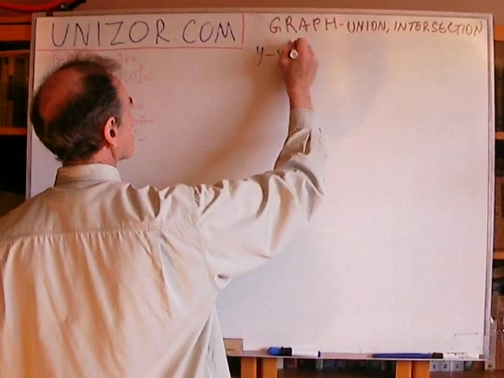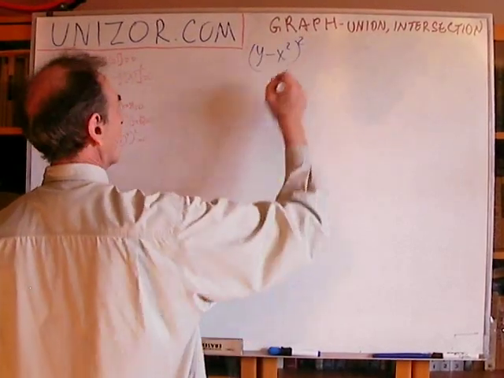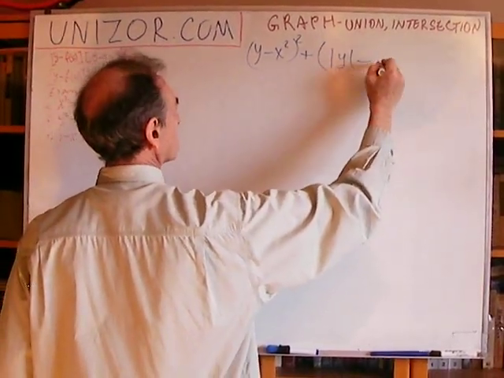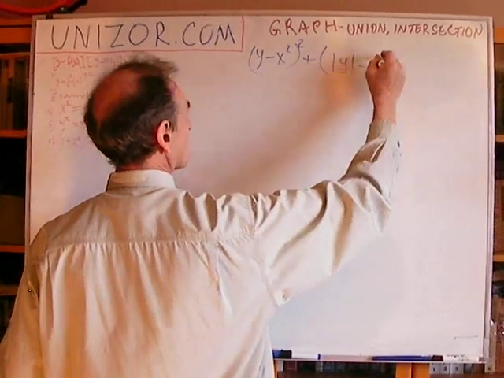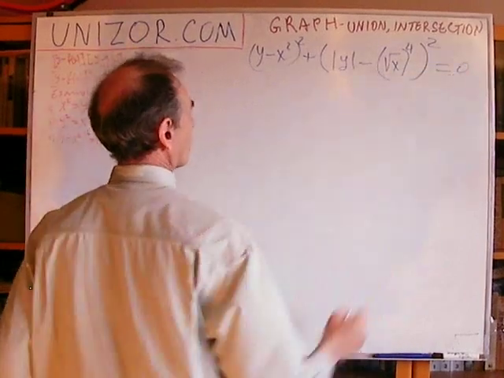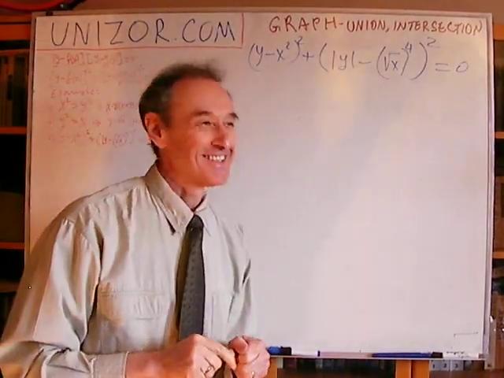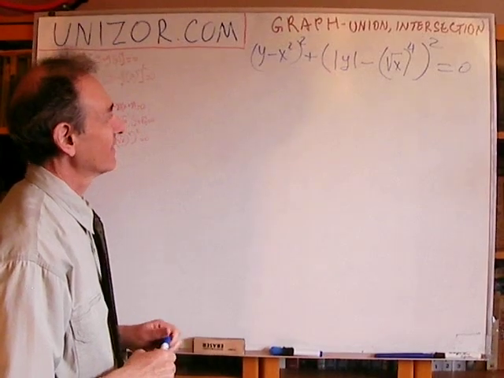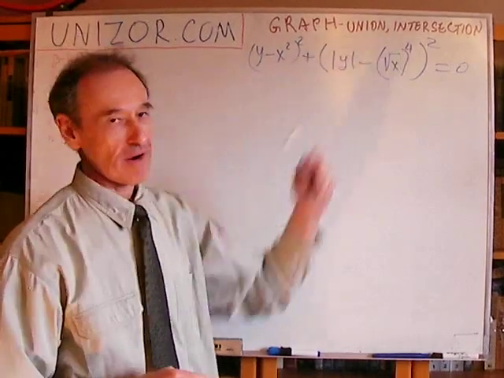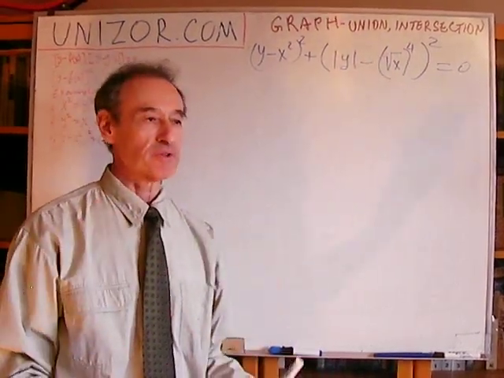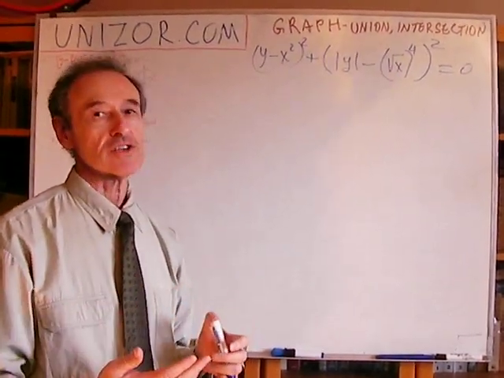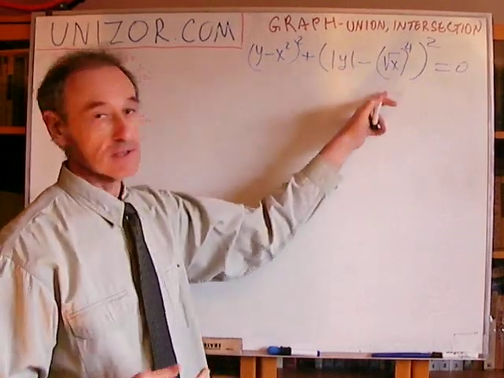All right, and the third one, well, it looks complicated, but believe me, it's really not. y minus x square plus the absolute value of y minus square root of x to the fourth, squared, equals zero. Don't get scared. There is a purpose in this. Now, first of all, this is a sum of two squares, right? Since it's a sum of two squares and it's equal to zero, we are talking about the intersection of two graphs. This graph and this graph.